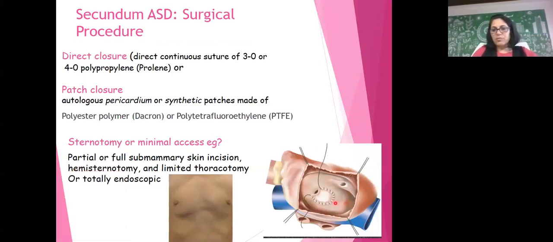You can put a patch and sew it, or you can just do it like this and do direct. So if it's like this, you put a patch. If it's like this, you can just sew it. The way if you have a hole in your clothes, you sew it. So direct closure or patch closure.